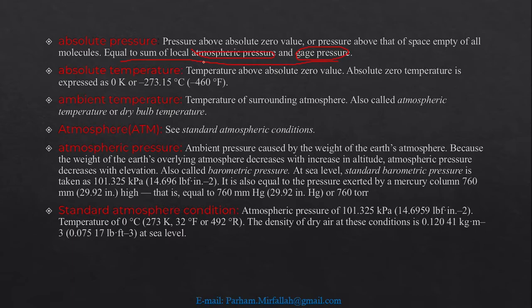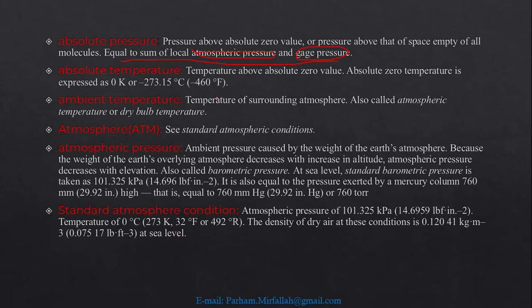Let's talk about absolute temperature. Absolute temperature is a temperature above absolute zero value. It's the same as the absolute pressure above the zero value. Absolute temperature is expressed as 0 Kelvin or minus 273.15 degrees centigrade or minus 460 Fahrenheit. Now we know the absolute pressure and absolute temperature.